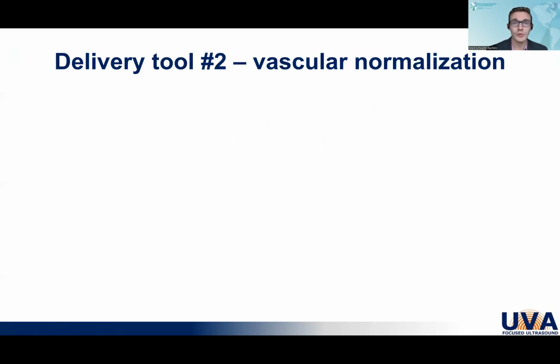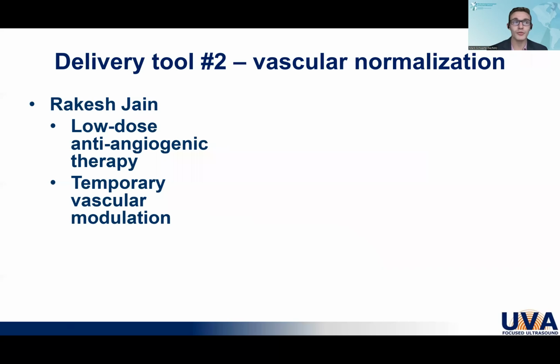A second delivery tool we would like to take advantage of in this project is vascular normalization, which, if you're not familiar with, this term was coined in the early 2000s by Dr. Rakesh Jain. He posited that lower instead of higher therapeutic doses of anti-angiogenic therapies might be capable of temporarily changing the way that tumor blood vessels behave.